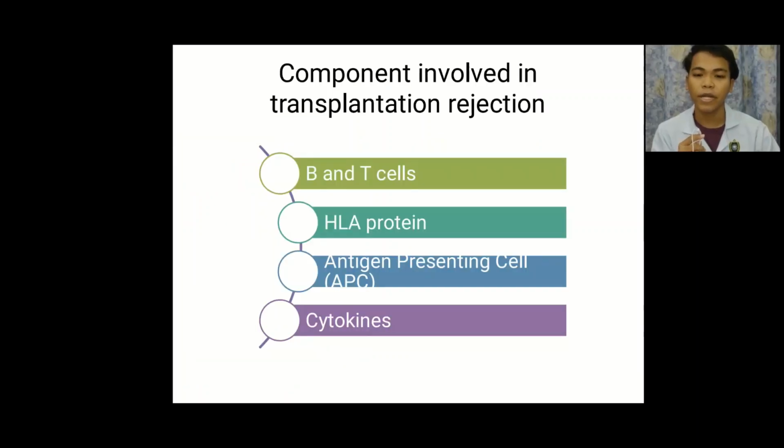Okay, guys, I will continue with the components involved in transplantation rejection. The first one is B and T cells. The second one is human leukocyte antigen (HLA). The HLA system is responsible for encoding MHC in humans. For example, MHC class 1 is encoded by HLA A, B, and C. The third one is APC, antigen presenting cells, for example, macrophages and dendritic cells. And the last one is cytokines, for example, tumor necrosis factor.